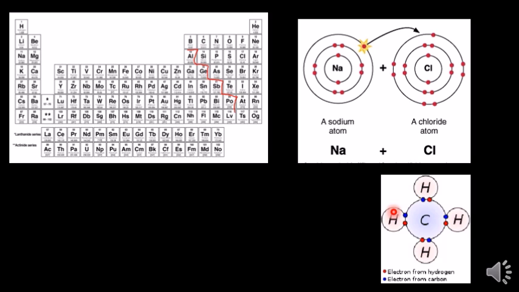So ionic bonds are transfer. They are a metal on the left-hand side with a non-metal on the right-hand side. Covalent bonds share electrons, and then we have 2 non-metals over here together on the right-hand side of the periodic table.